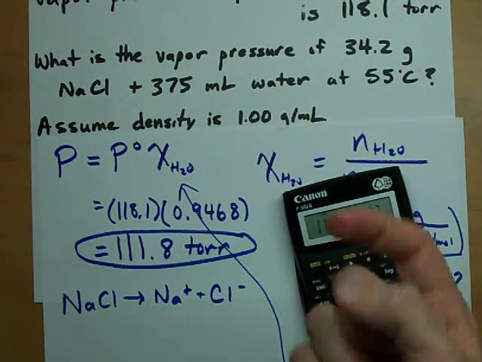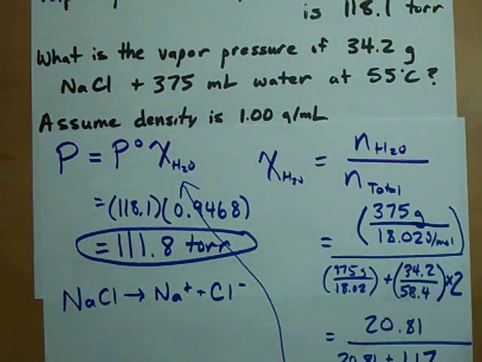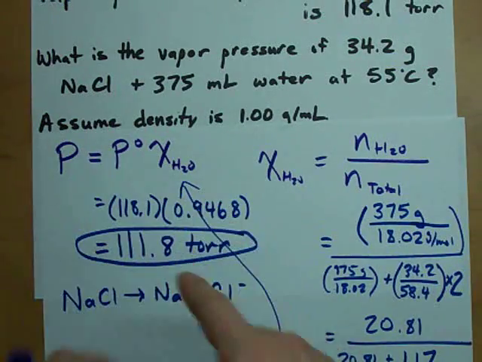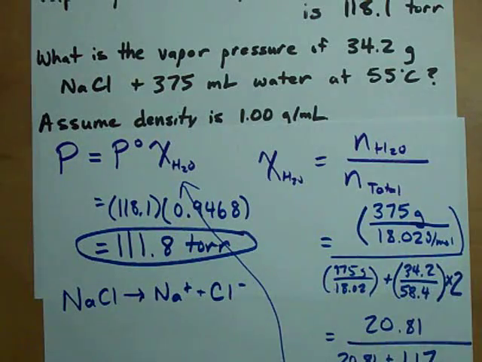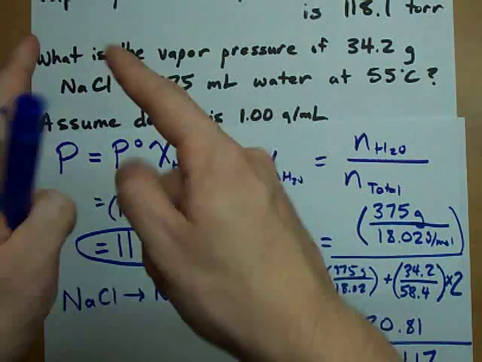But again, the key for you is to recognize that when salt dissolves, you get 2 separate particles from it. If this was sugar, you wouldn't need this 2, because sugar doesn't break into separate particles when it dissolves in water. You just got to be careful.